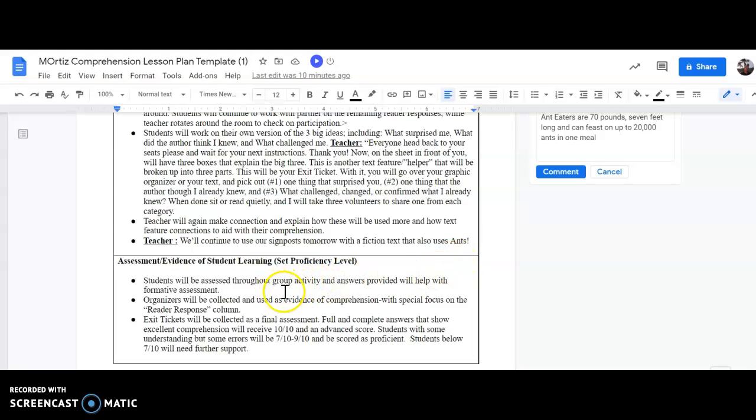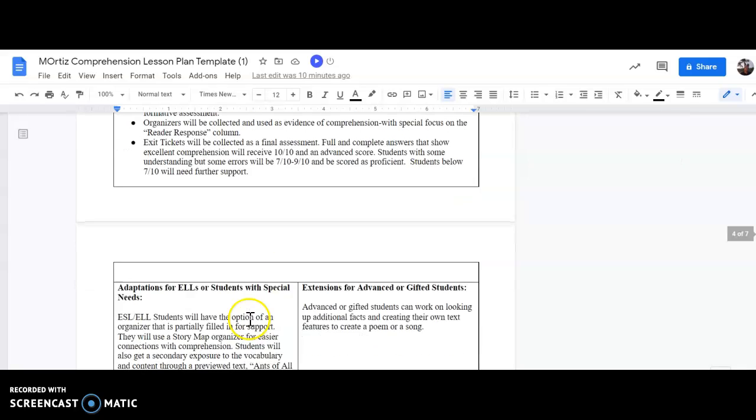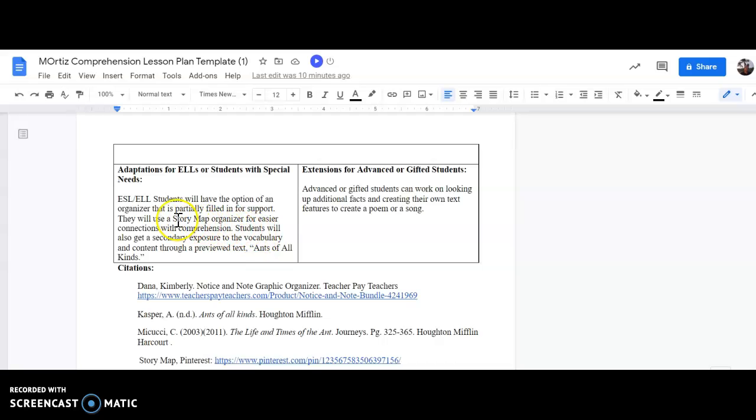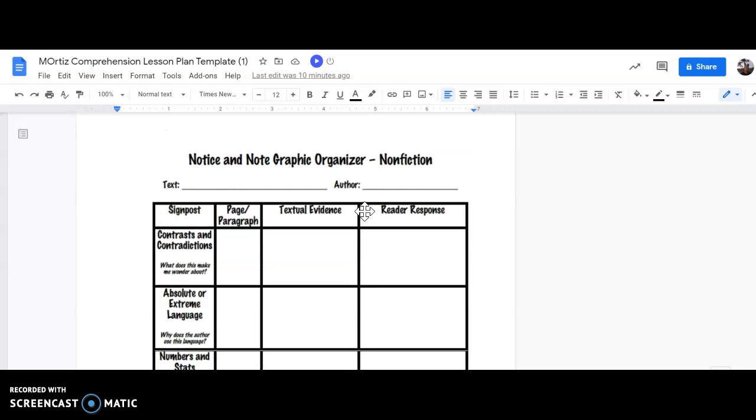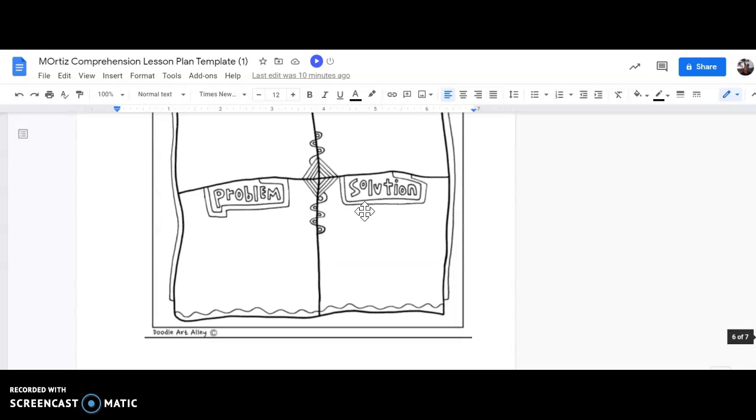Okay, students will be assessed throughout the group activity and the reader response column. Okay, so we'll have the regular assessment. We'll have a story map for the other kids and a poem or a song. Here's an example of the notice and note and the story map.